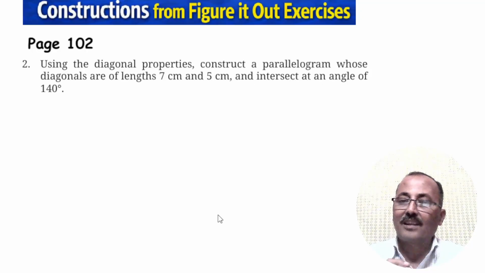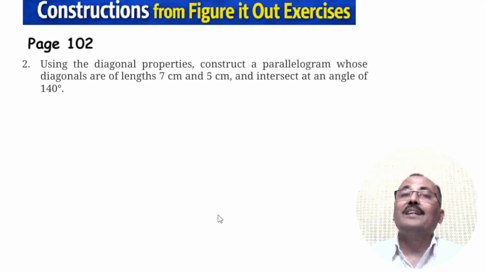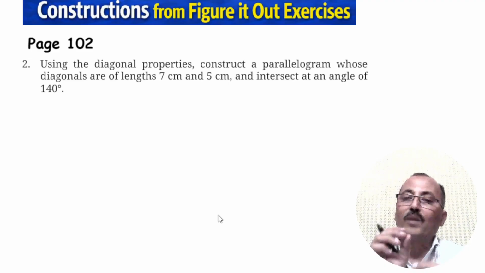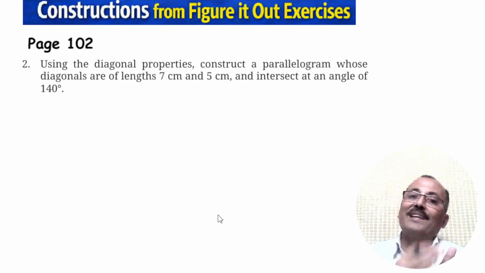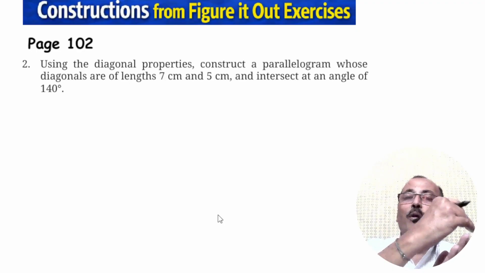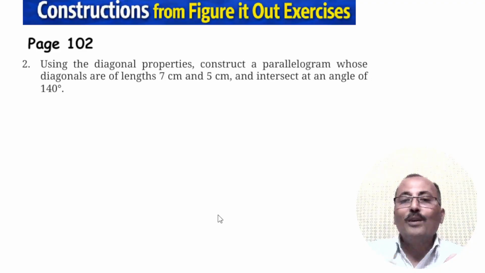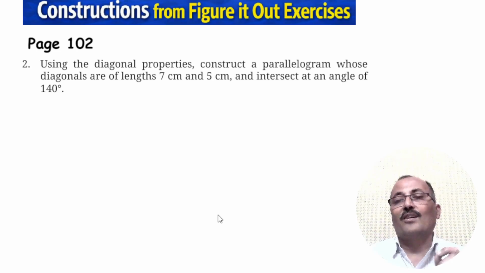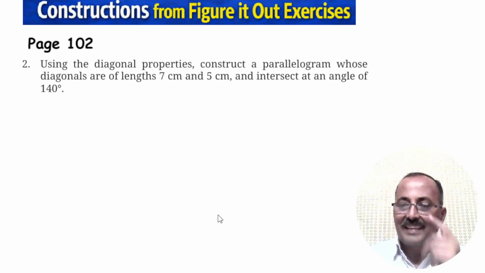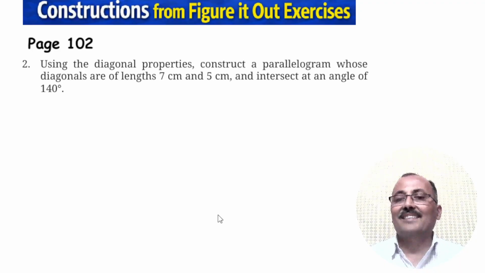So you have to find the center point. How do you find it? Using the perpendicular bisector method or bisector method, you find the center point. Through the center point, now you find out 140 degree, and up above 2.5 centimeter, below 2.5 centimeter line segment you draw. Now join all the 4 points to get a parallelogram. Are you able to understand? Yes. We'll move on to the next question.